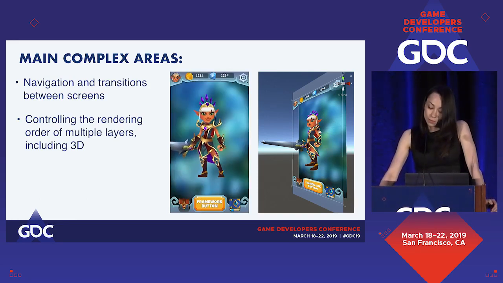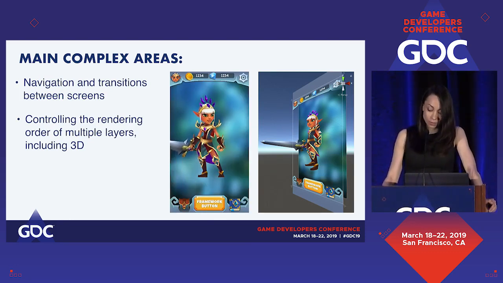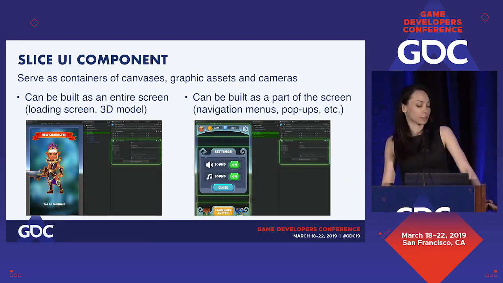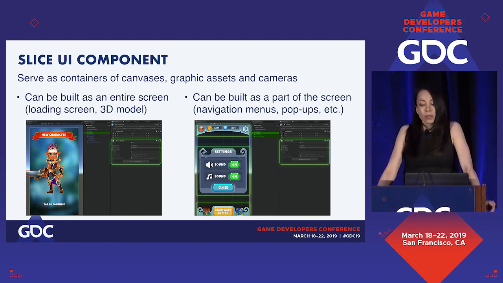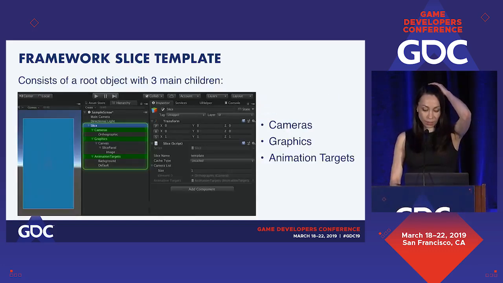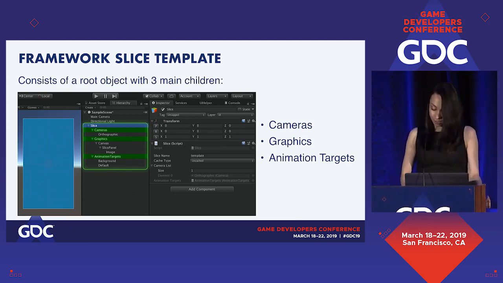And to dive into the details, I would like to present one of the main components in the UI framework: the slice. Slices serve as containers of canvases, graphics, and cameras. A slice can be built as an entire screen, like a loading screen or 3D model, or as a part of the screen, like a pop-up, top bar, or bottom navigation bar, and so on. The framework slice template consists of a root object with three main children: cameras, graphics, and animation targets. Let's take a close look.